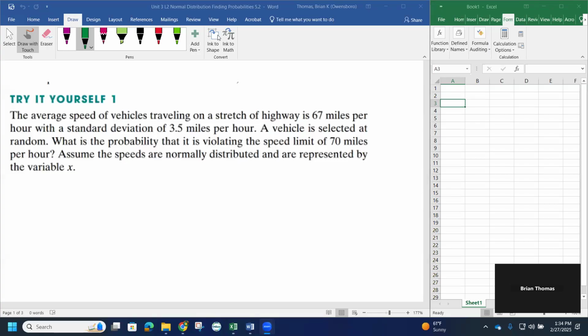Looking at normal distribution using Excel, let's see what our question is again here. We have the average speed of vehicles traveling on a stretch of highway is 67 miles per hour with a standard deviation of 3.5 miles per hour. A vehicle is selected at random. What is the probability that it is violating the speed limit of 70 miles per hour? Assume the speeds are normally distributed and are represented by the variable x.